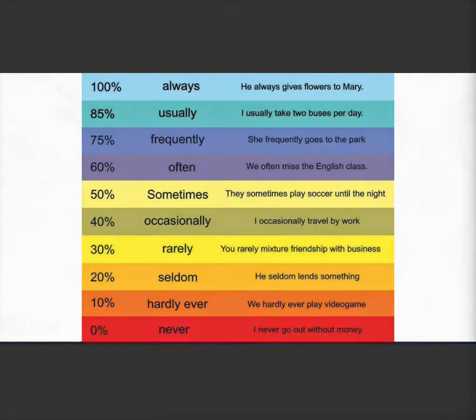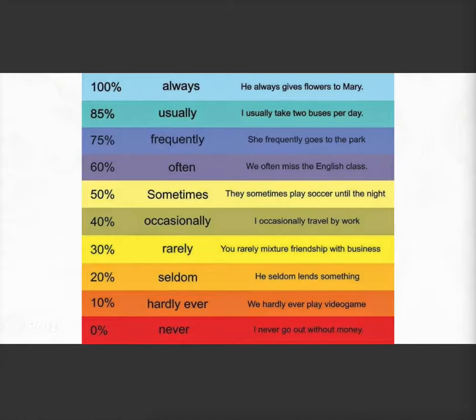Pachito, can you please help me reading the first example? Always. He always give flowers to Mary. Okay, thank you. He always gives flowers to Mary. So here we have a person who knows that Mary loves flowers, so he always gives flowers to her. Nico, do you have questions?